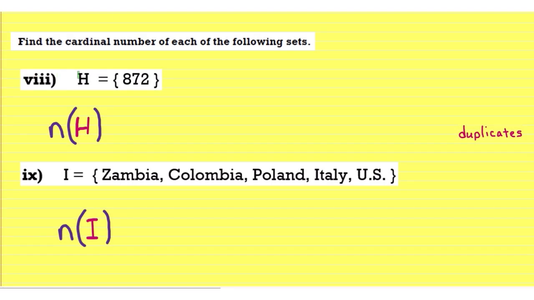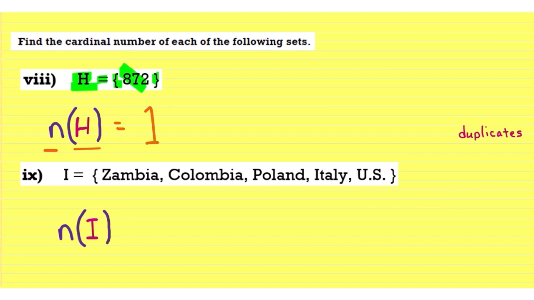Our next question says that H is equal to the set of 872. Now, this is definitely just one number. It's not 3 digits. If it was 3 digits, they would have commas between them. So it is just one number that is in the set. So the cardinality of the set of H is equal to 1.